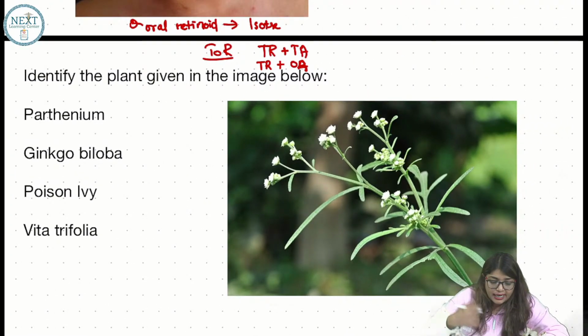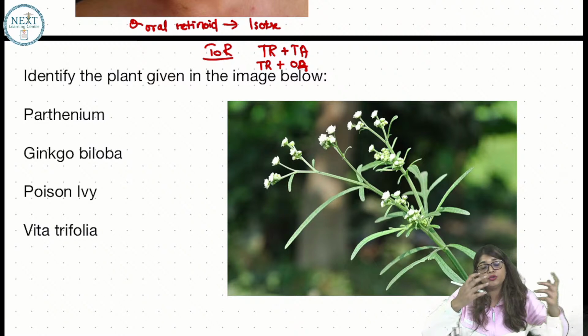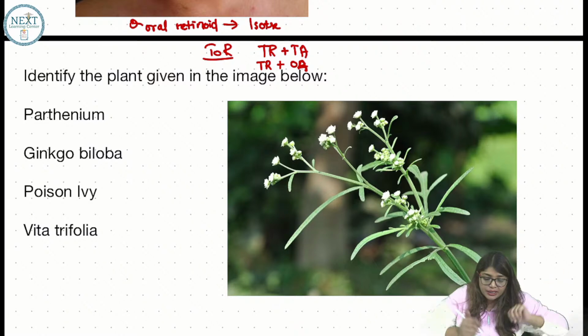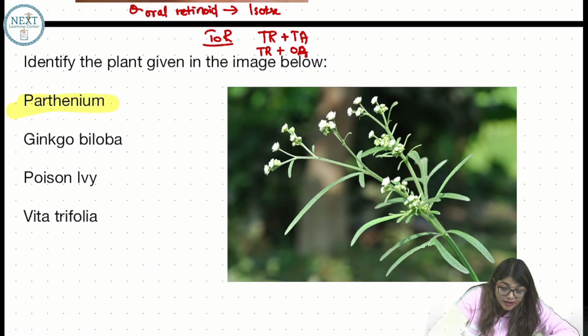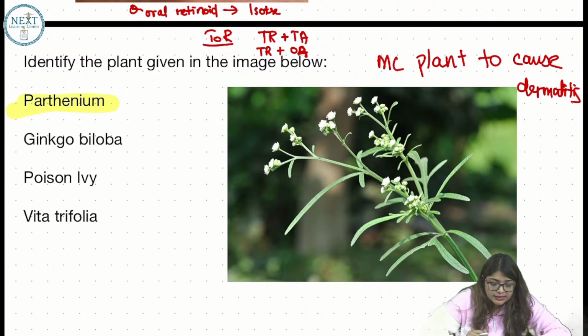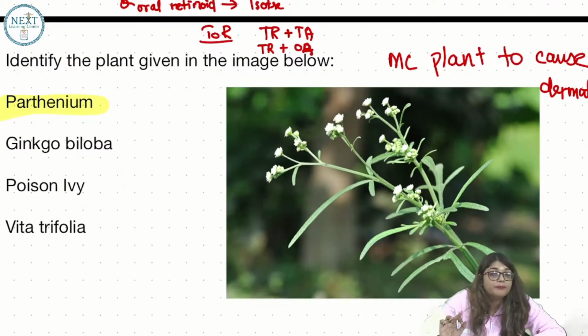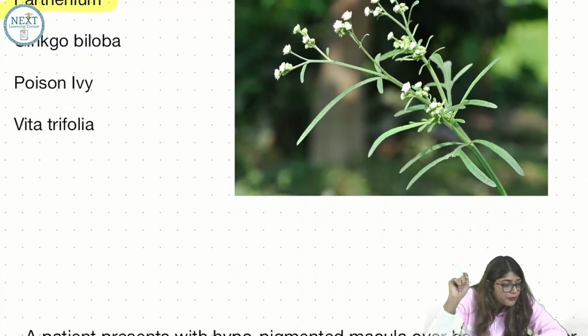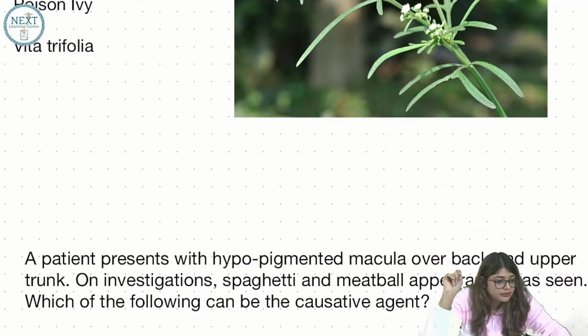Now look at this. Identify the plant given. Usually we do this in FMT, but here I've written this because it is the most common plant to cause dermatitis. The answer is Parthenium. This is your Parthenium plant, and it is the most common plant to cause dermatitis.